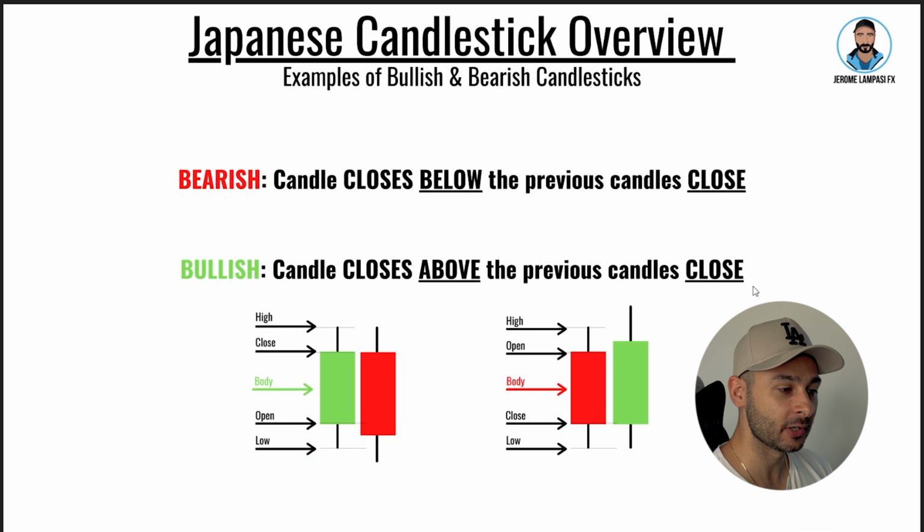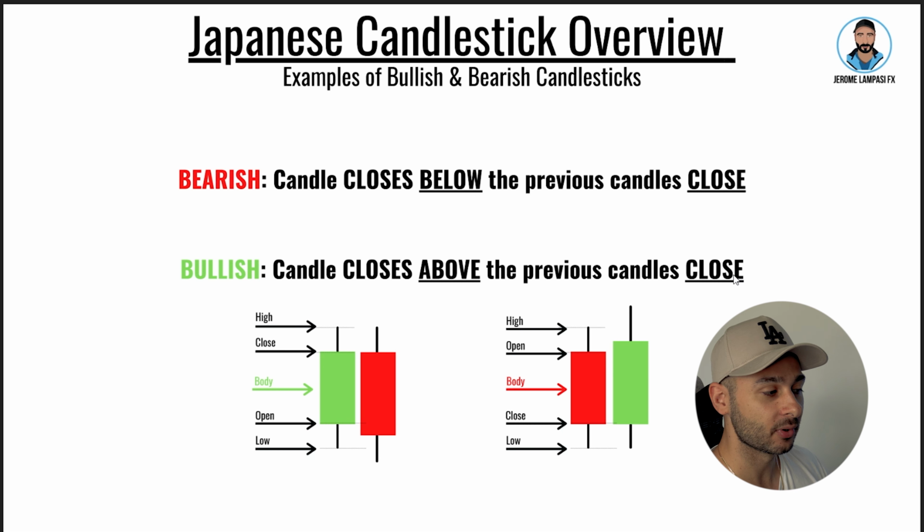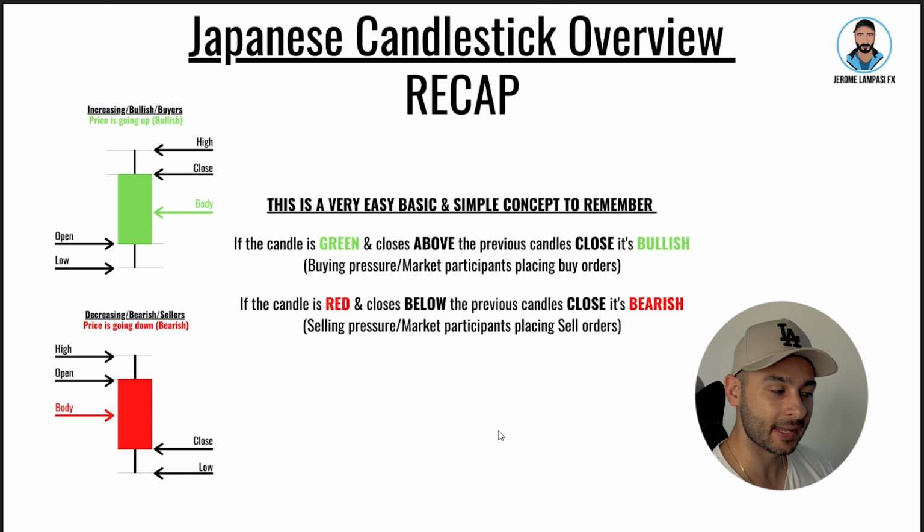Bearish candle closes below the previous candle's close. Bullish candle closes above the previous candle close, making it bullish. Just to recap, this is a very easy, basic, and simple concept to remember. If the candle is green and closes above the previous candle's close, it's bullish. Buying pressure, market participants placing buy orders. So buyers are interested at the level price is trading at. If the candle is red and closes below the previous candle's close, it's bearish. Selling pressure, market participants are placing sell orders because sellers are interested in selling at that price level.